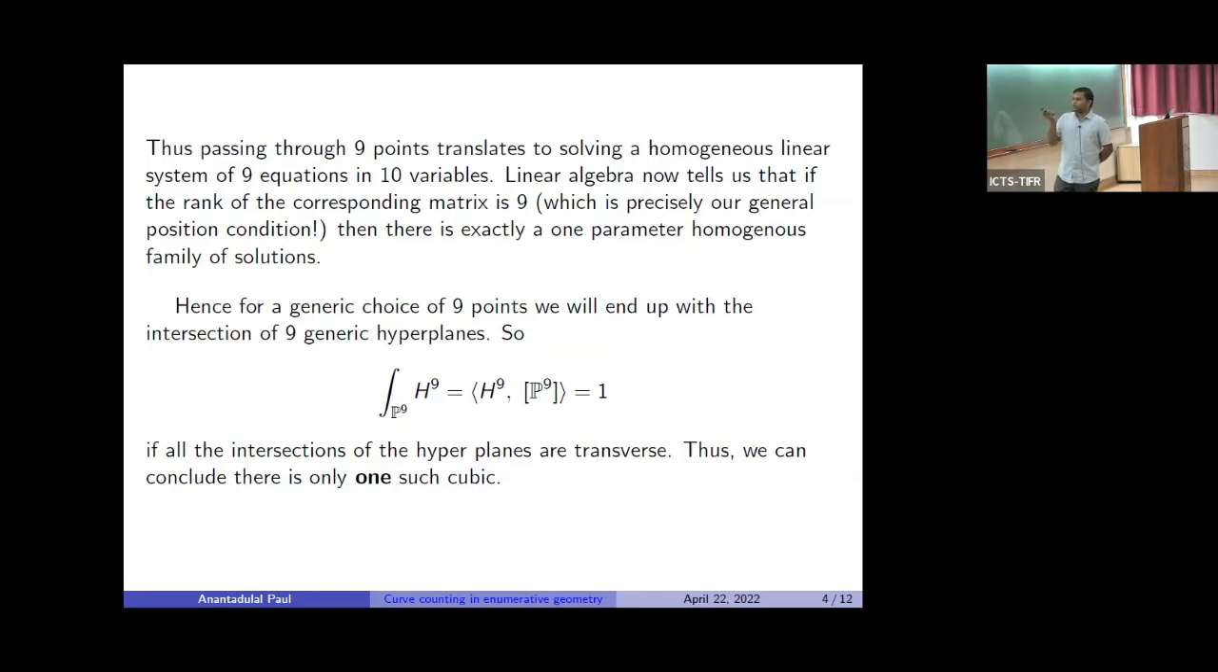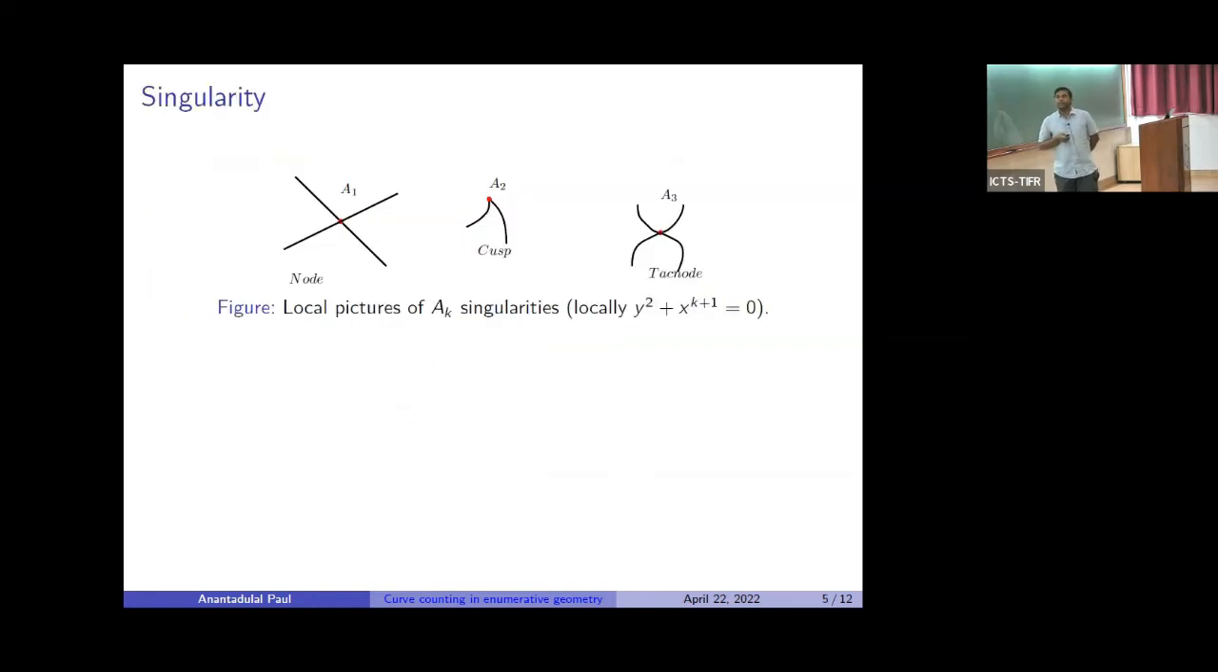Once we count all the smooth things, let's introduce the singularity. By this picture A1, I'm basically saying this is the local picture of a node. If you take analytic coordinates x, y, then this local equation would be x squared plus y squared. Similarly, a cusp would be x squared, y squared plus x cubed, and so on. This middle picture is basically the cusp. The third picture is the tacnode, and so on. So what I'm talking about is the A_k singularity. There are other kinds of singularities, but I'm skipping those for now.